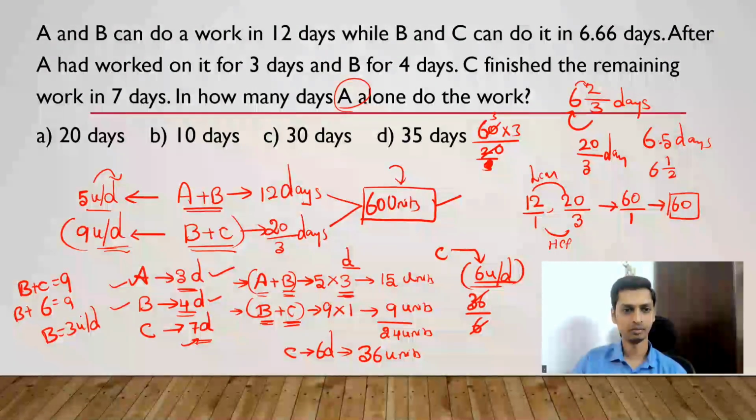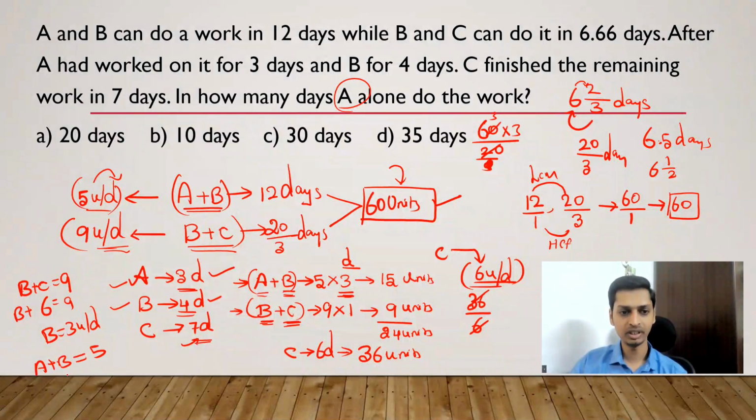Yes or no? Now, you want to find A's efficiency. You know, A and B together could complete 5 units in 1 day. Out of that, B could complete 3 units. So if A and B together could complete 5 units, and B completes 3 units per day, then A will complete how many units? It is 5 minus 3, so A will complete 2 units, 2 units per day. So this is the efficiency of A.